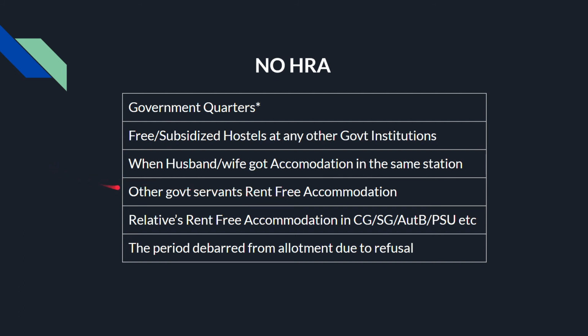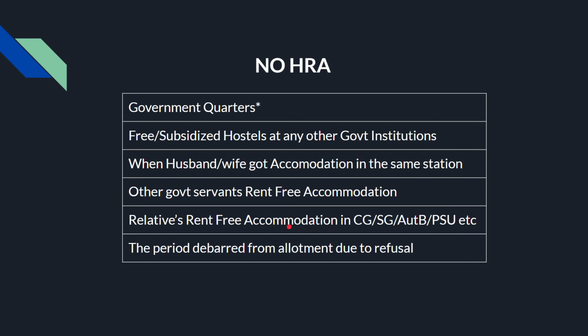Okay. Other government servants, rent-free accommodation. An employee is staying with some other government servant who is getting rent-free accommodation. Which means he is staying in rent-free accommodation. In those cases also, HRA will not be provided to you if you are staying with another government servant. Similarly, if you are staying with a relative and the relative has rent-free accommodation, either in your organization or in another central government or state government or autonomous body or public sector unit, then also HRA will not be provided to you.